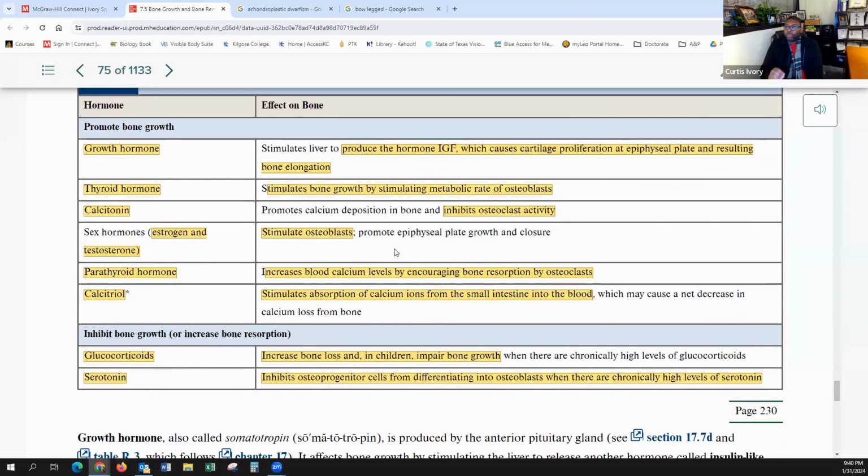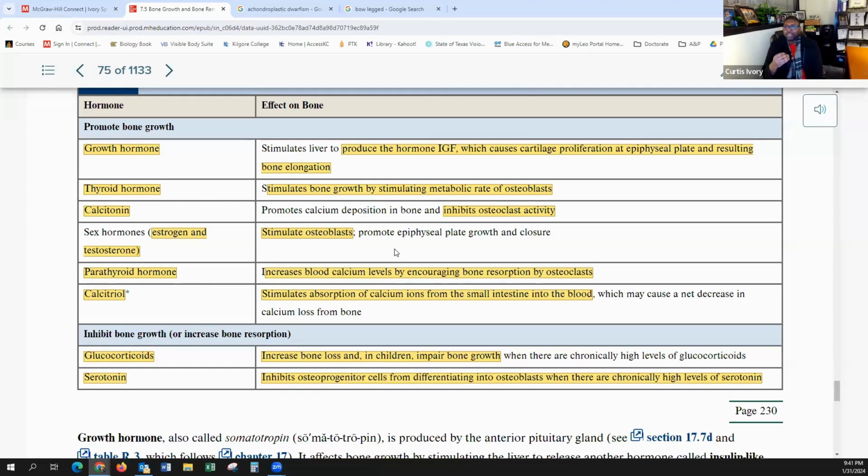Now, there are a lot of hormones that are going to help with or affect bone growth. We have growth hormone, which does what it sounds like. It stimulates proliferation at that plate, which is going to cause the bones to get longer. Our thyroid hormone, from this gland that's right here at the base of our neck, is going to cause osteoblasts to start working faster.